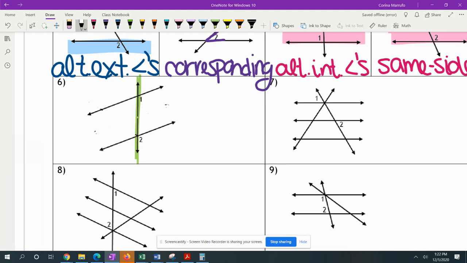Now looking at these, one's on the exterior, one is on the interior. So then they're not going to be alternate exterior, alternate interior. But if we notice, this one is under the parallel line to the right of the transversal. And so is this one under the parallel line on the bottom of the transversal. So these are called corresponding.